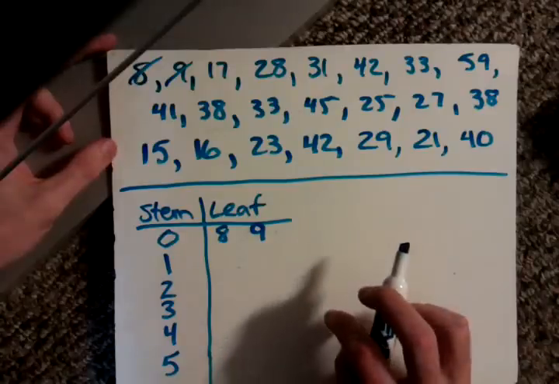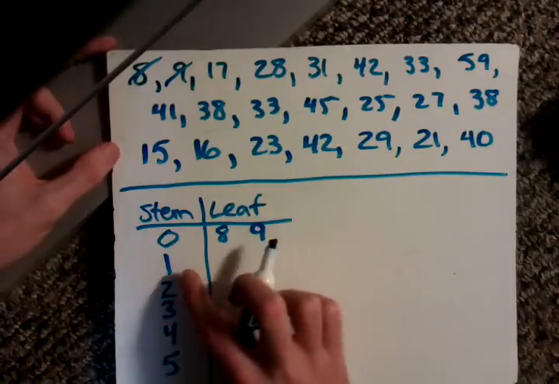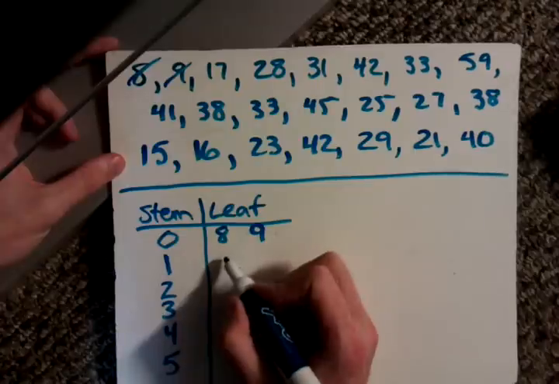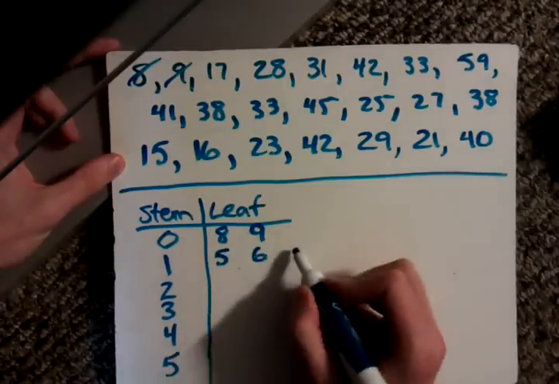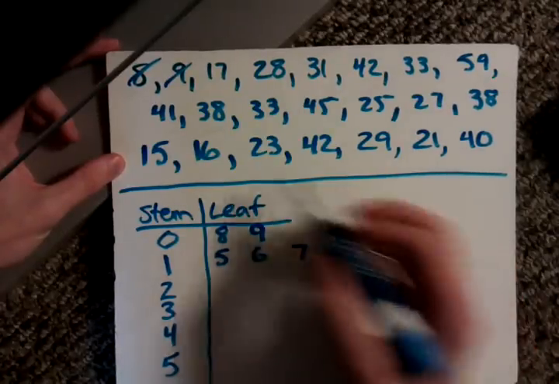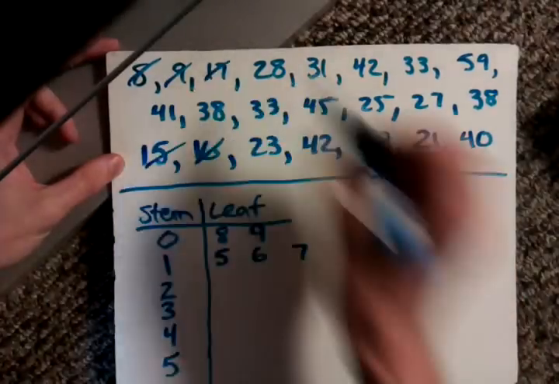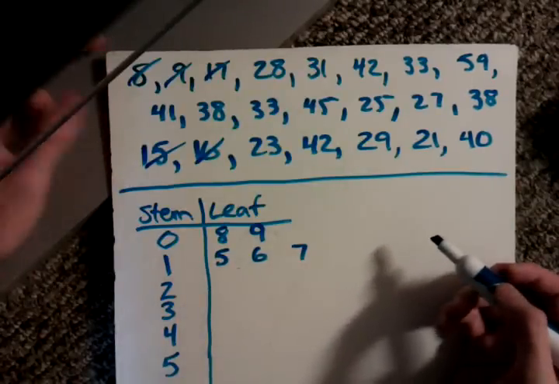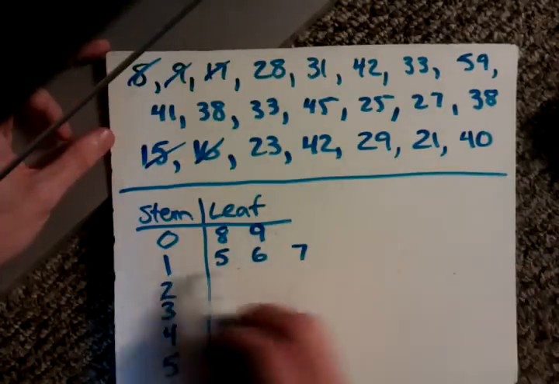Alright, then you want the ones that start with a 1. And we're trying to put these in order as we go. So we have a 5, a 6, and a 7. 15, 16, and 17 are what you're representing there. And I don't see any more, so there's that stem.